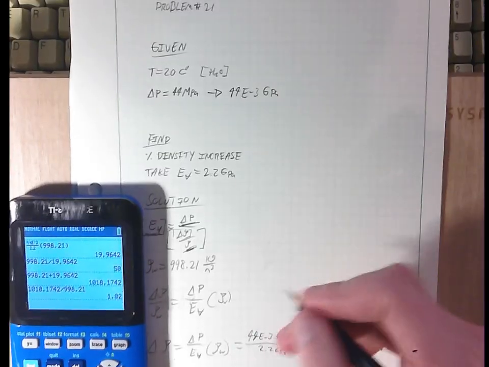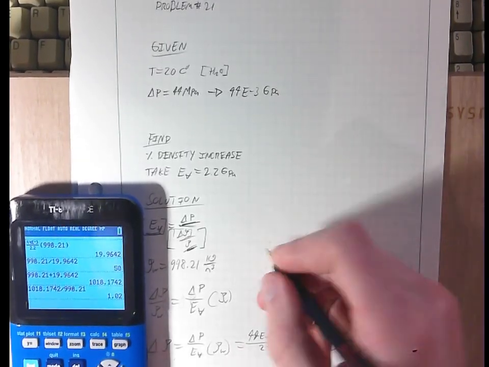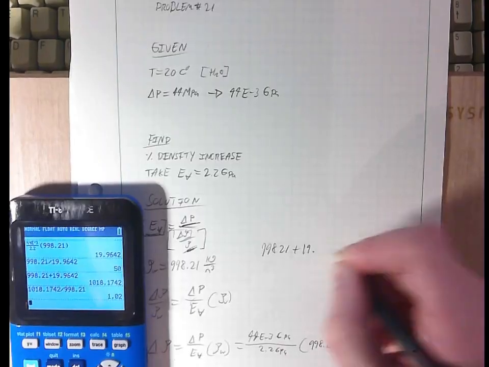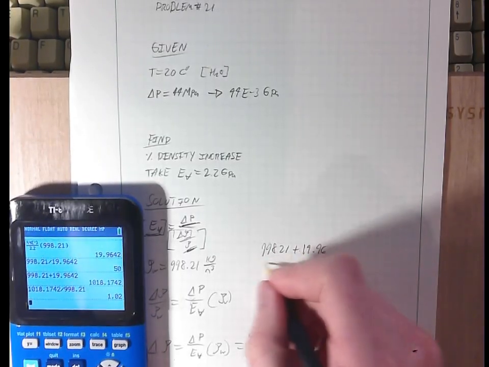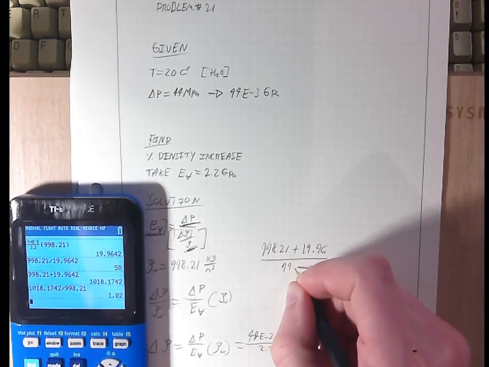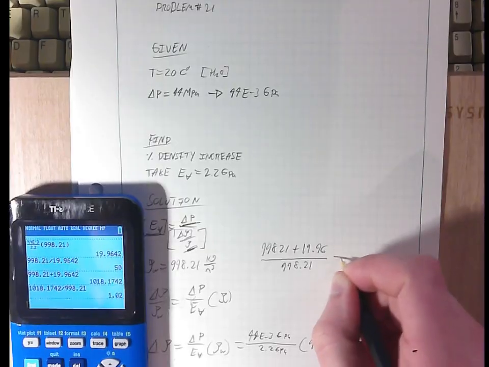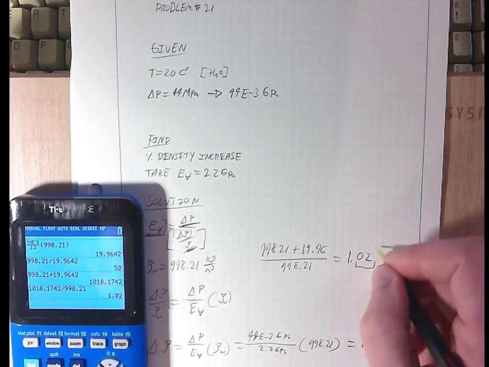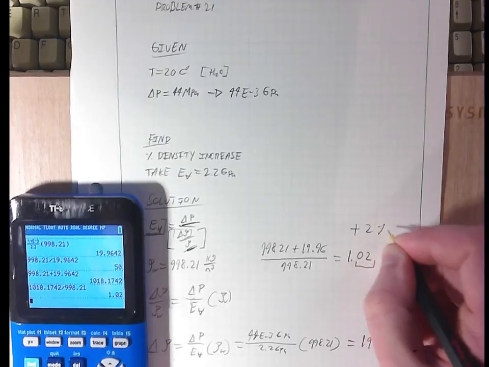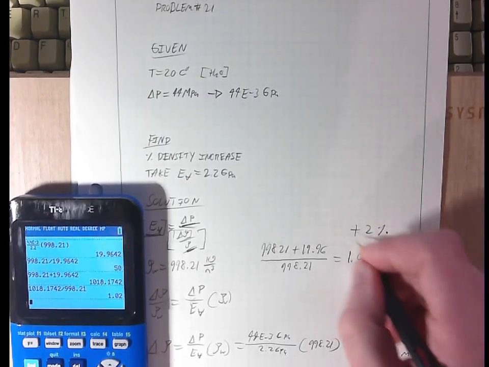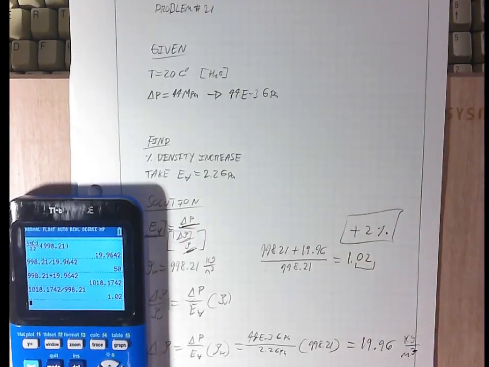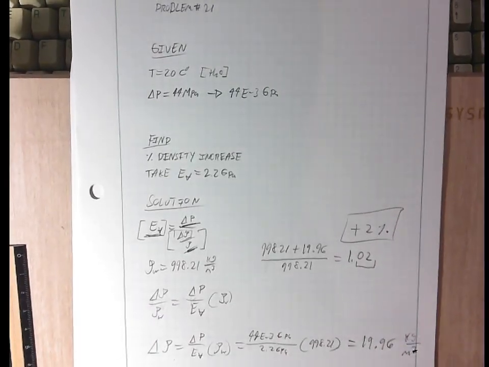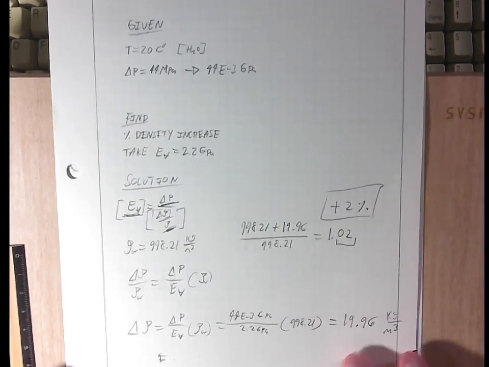So this is kind of correct. So this is essentially going to be our 998.21 plus our 19.96 all divided by 998.21 is equal to 1.02 or plus 2%. And that's our answer right there, is a 2% change. Or a 2% increase. Yeah, another problem done. Cha-ching.